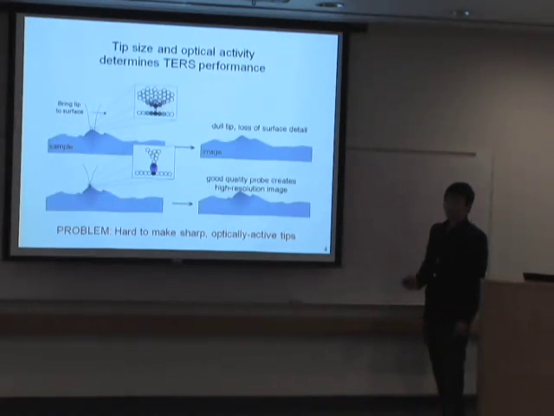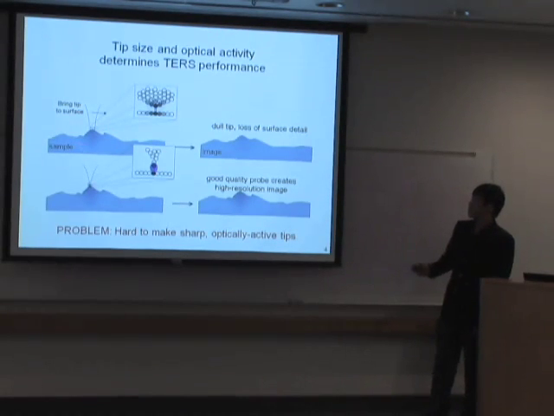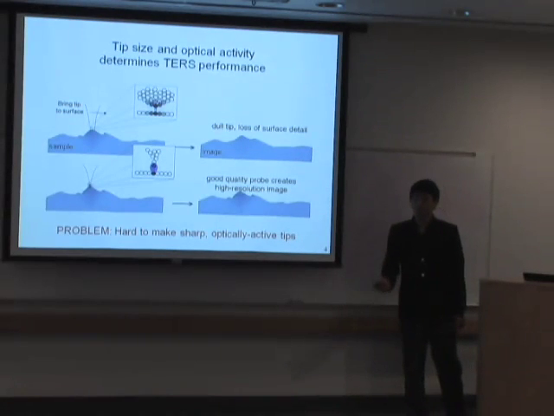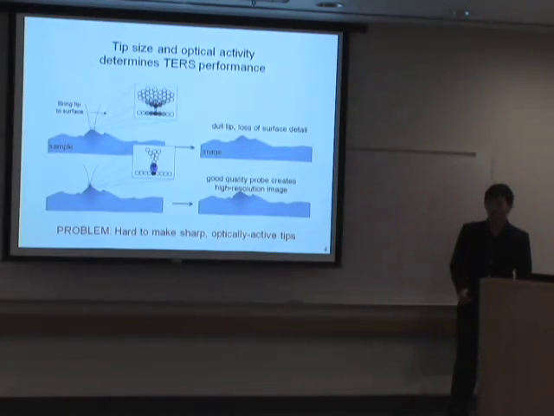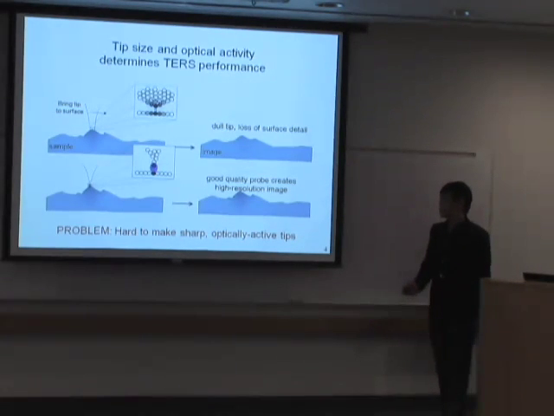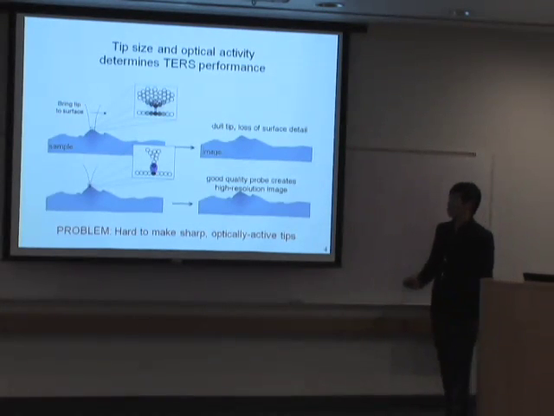So we could bring a tip down to the surface and follow the contour. But when we have a big tip like this and try to follow this contour, it's going to be hard, and we're going to get a smeared out image like this. So we want a tip that's sharp like this, so we get a nice image. But the problem is that it's hard to make these sharp and optically active tips. So the project in the broader sense is to make more of these sharp tips, but it's very hard to do.